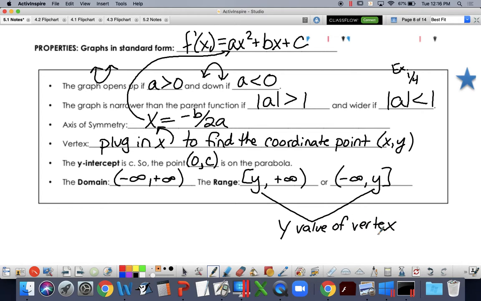Right? Because your vertex is going to determine if you're a minimum or a maximum. Yep? If the minimum was like 3, could you also say y is greater than 3? Yes, you can write it that way, absolutely. Or greater than or equal to. You do not have to use the interval notation that I always use. You can definitely use inequalities if you want.